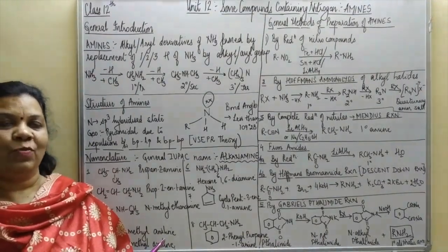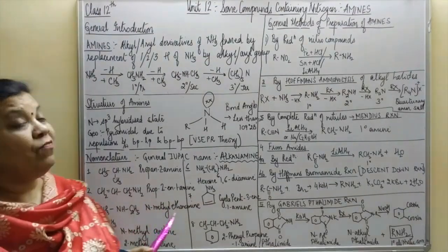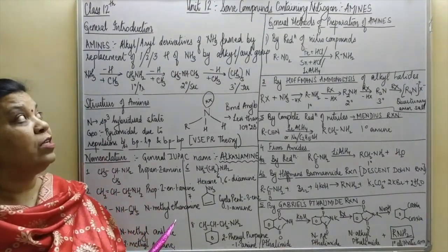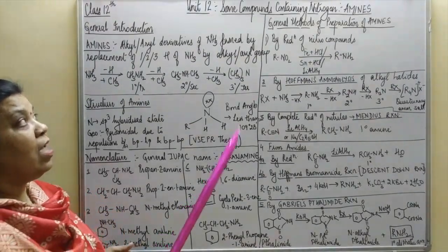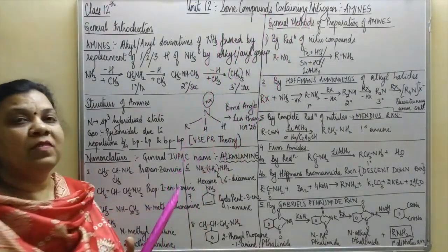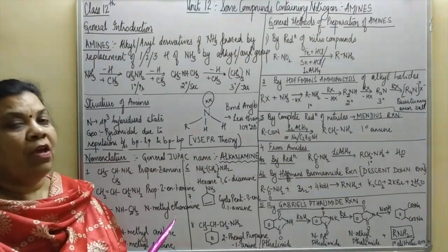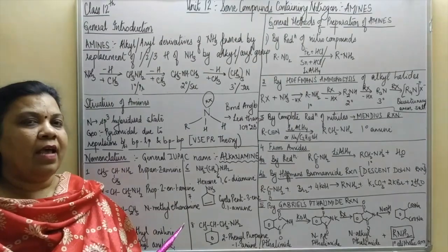of chemistry class 12. So let us proceed, children, with another important, very interesting and easy unit of class 12 organic chemistry, that is amines and diazonium salts. Some important compounds containing nitrogen. That will include amines and diazonium salts.